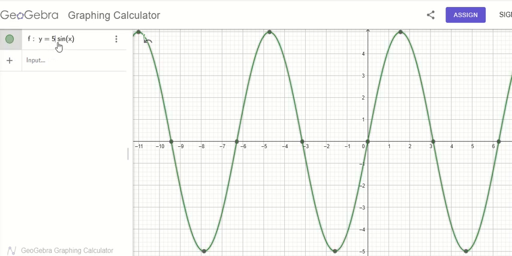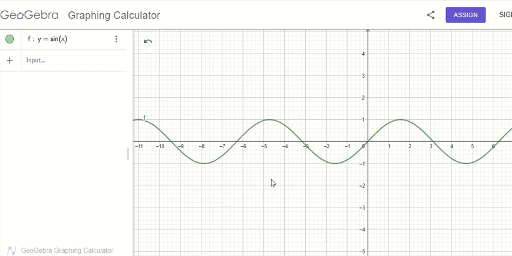So depending on what number is in front of it, the graph goes up more basically. So we'll change that back to y is equal to sin x.